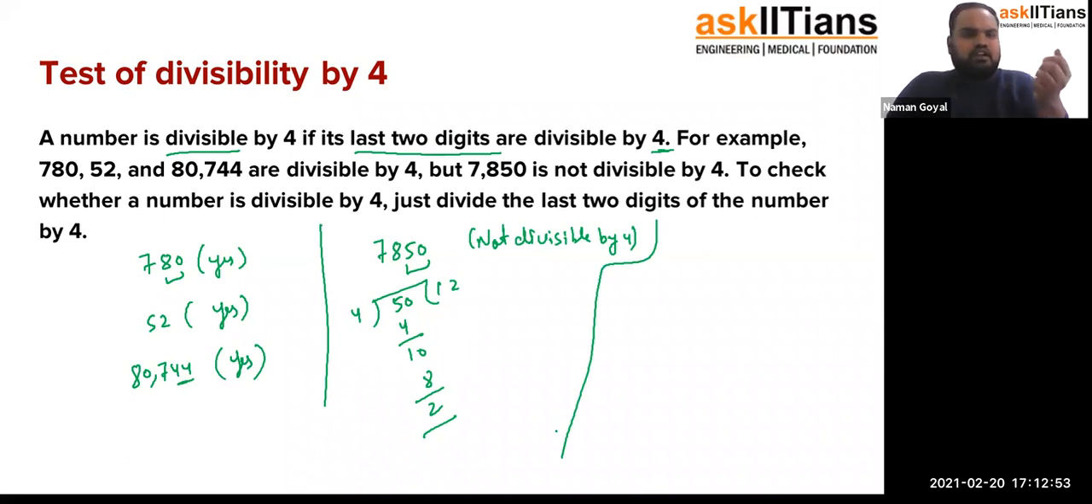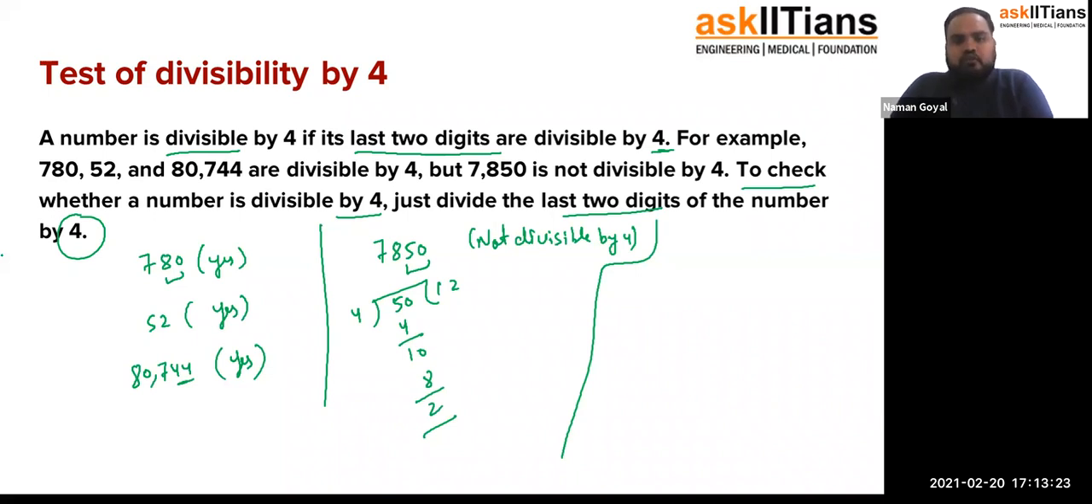To check whether a number is divisible by 4, just divide the last two digits of the number by 4. What you have to do, you have to divide the last two digits only. Are you getting my point? Okay, very simple, right? For 11, we have to take the sum of odd places minus the sum of even places. If we get that difference as a multiple of 11 or 0, then we can say the number is divisible by 11, right?